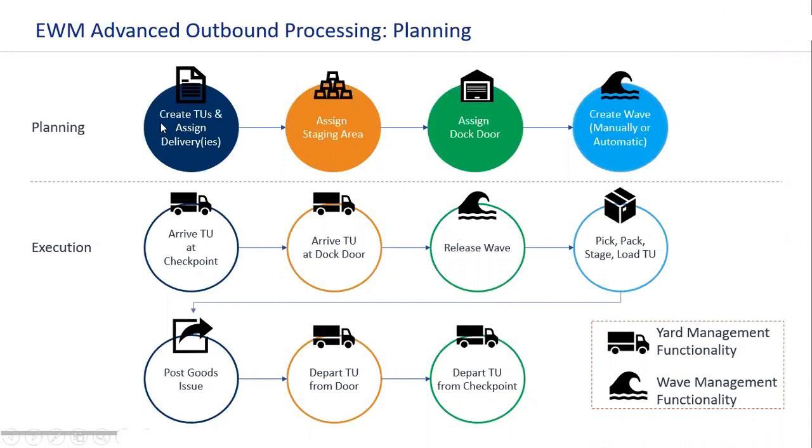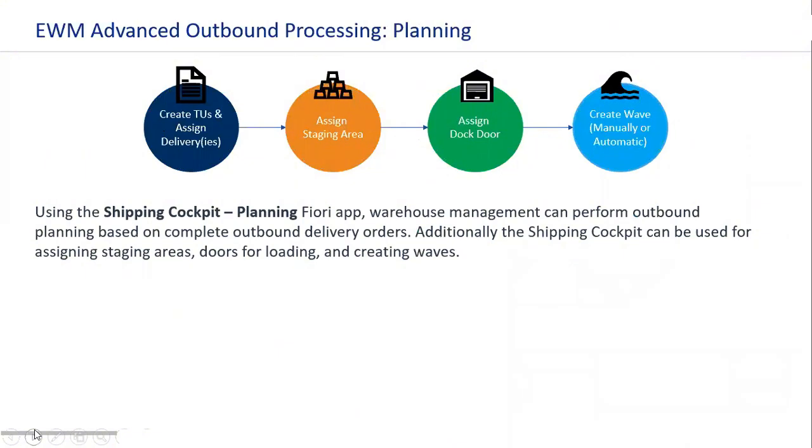This is the same slide. It's just highlighted the planning bit there at the top. So using the shipping cockpit planning, Fiori app warehouse management can perform outbound planning based on complete outbound delivery orders. Additionally, the shipping cockpit can be used for assigning staging areas, doors for loading, and creating waves.